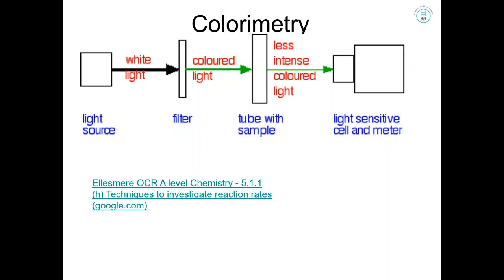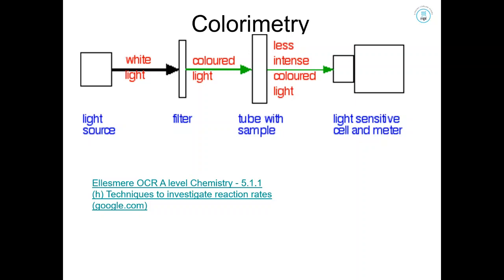It is what it says. You're looking at the change in colour of a reaction. Now, obviously, colour is to do with wavelength of light. So what we can do is look at how the wavelength of light changes over time. So if you've got a coloured reagent, what sort of things might be coloured reagents?